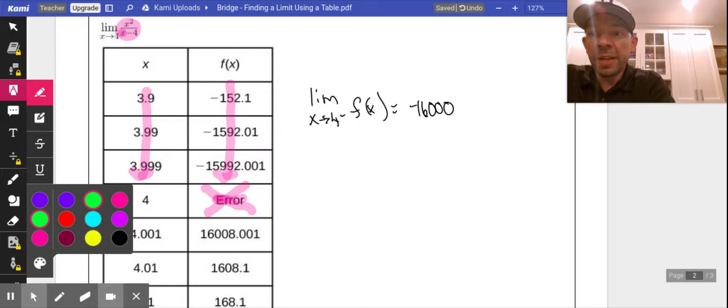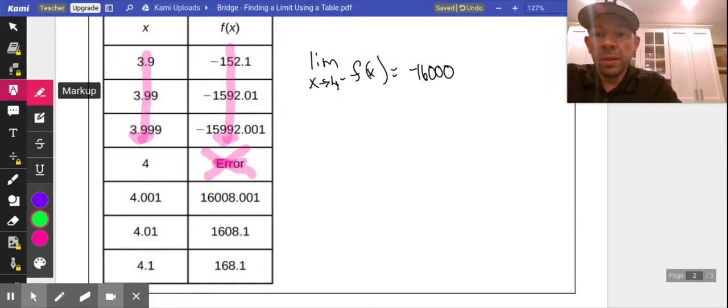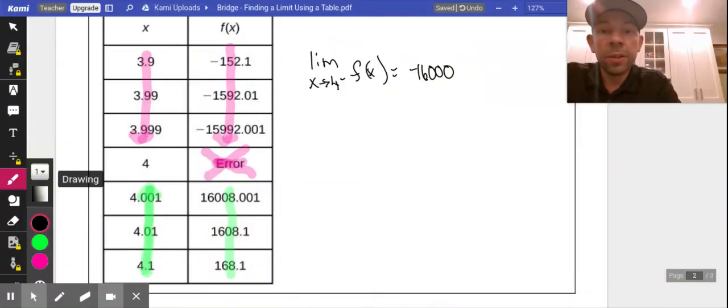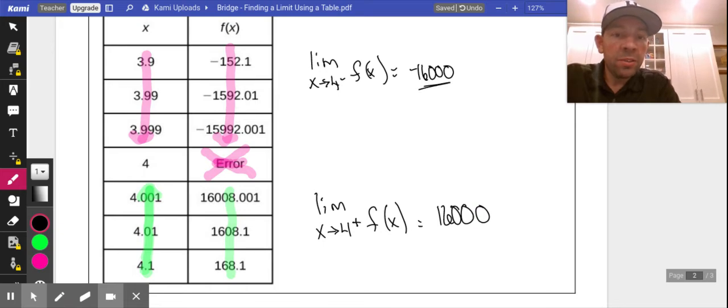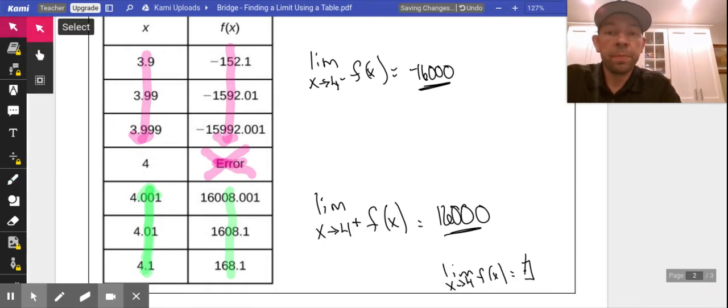Now, if we jump to the other side, and maybe I got to shimmy up here just a little bit. Now we're going up the table here, and as I go up the table, the inputs are getting closer and closer to 4. The corresponding outputs are getting closer and closer to positive 16,000. So we'll say the limit as x approaches 4 from the right is positive 16,000. Now again, these two limits are not the same, so we would just summarize this by saying the limit as x approaches 4 of f of x does not exist because we got two different answers.